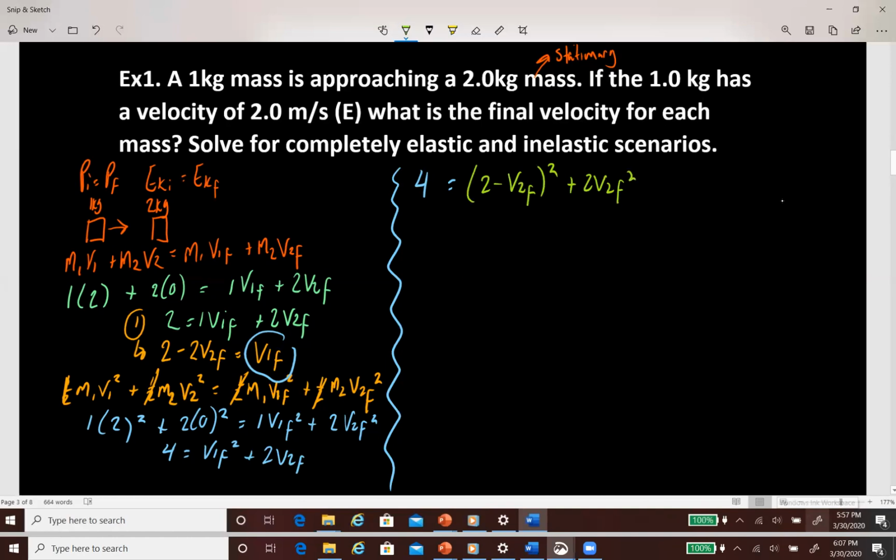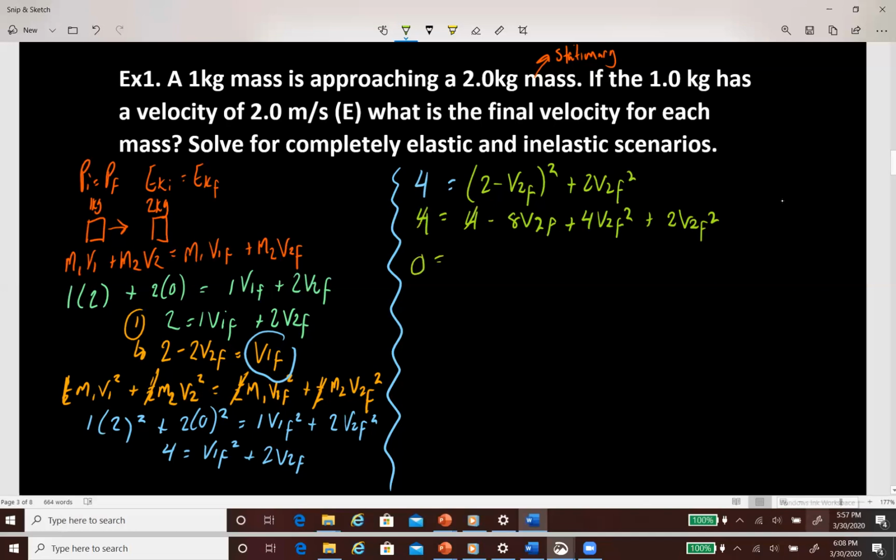Okay, so if we expand that out, 4 is equal to, if you expand this out, 4 minus 8v2f plus 4v2 squared plus the 2v2f squared. Okay, now this 4 is going to cancel out with this 4. It's going to give us 0.